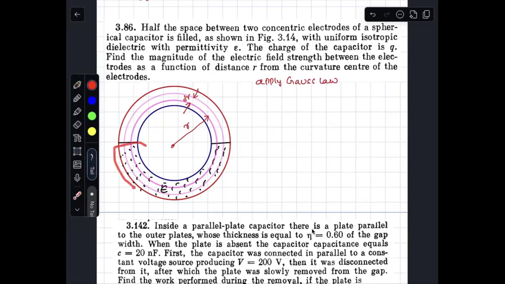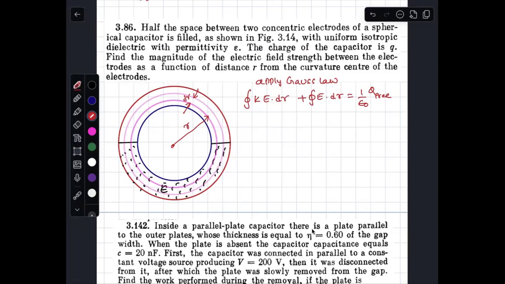In this, the lower half is in the dielectric portion. The upper half is in the air portion. So for Gauss law in dielectrics, what is the condition? Epsilon K, dielectric constant, K into E into dr plus 1 into E into dr is 1 by epsilon naught times Q free charge. Do you remember this relation?